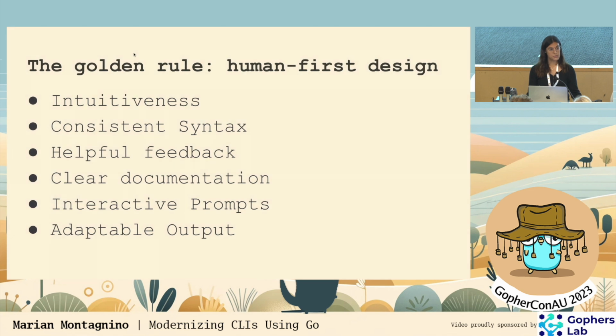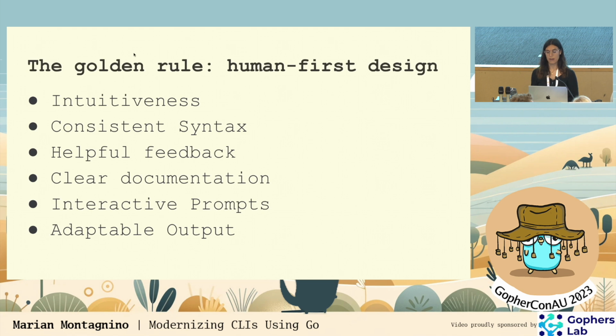So first, the golden rule is human-first design. Prioritize intuitive design by sticking to familiar commands. Maintain consistency in syntax to prevent user confusion. Think of our CLI as Doc Brown, always ready to offer guidance and handle surprises. So provide helpful feedback when the user needs it, and also documentation to ease the learning curve. Make the experience conversational with interactive prompts.